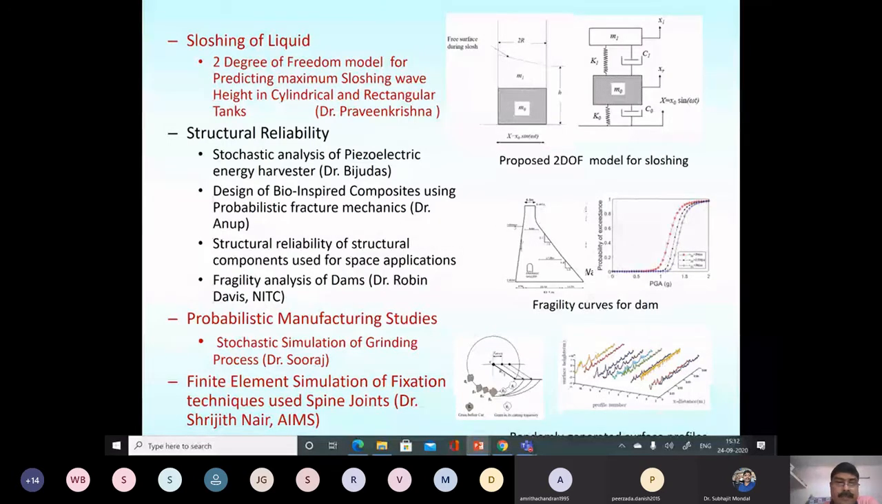And also some studies on manufacturing, some simulation, and analysis of spine joints using FEM. So these are basically my research interests.